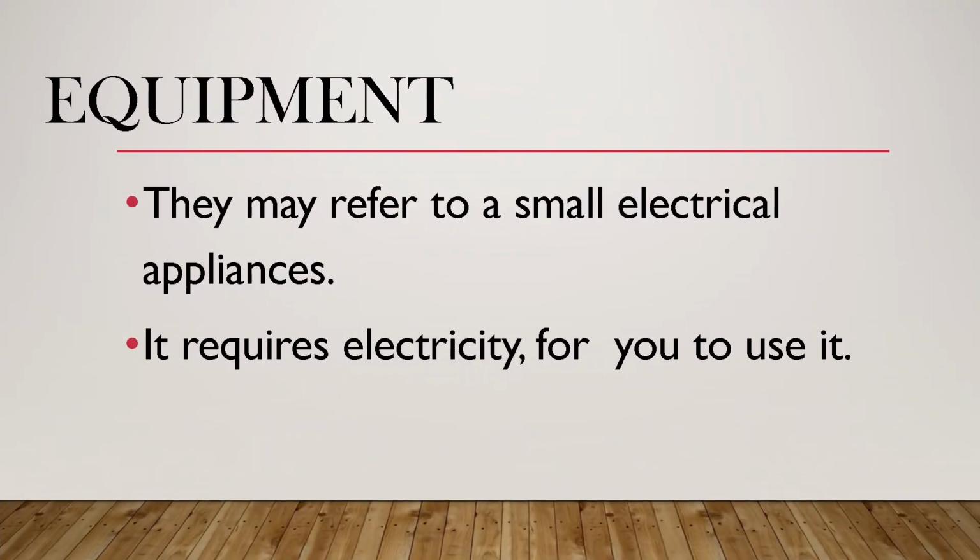Next, okay, so we are actually finished about the kitchen tools. So now let us talk about equipment. So what is the difference between tools and equipment? Tools, you don't need to use electricity to operate it, while equipment requires electricity for you to use it. So they may refer to small electrical appliances, that is the equipment. So let's continue.